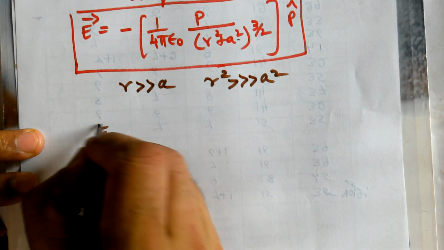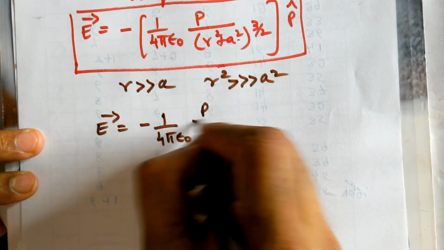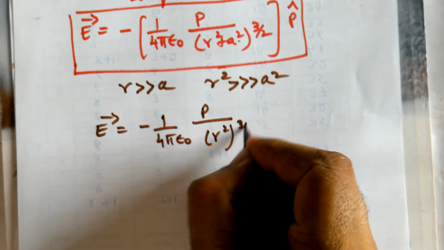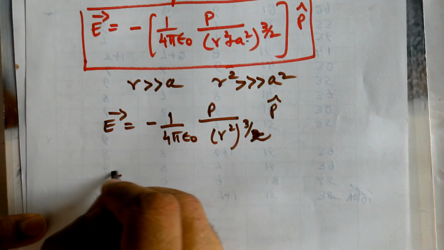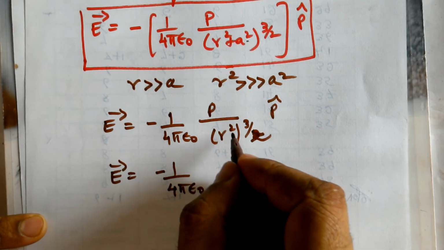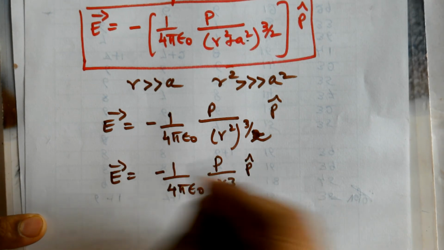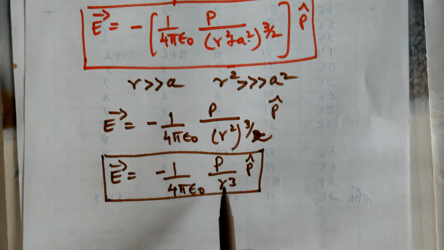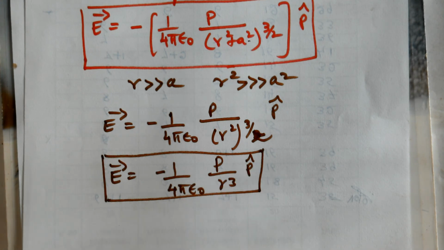Then what will be the electric field? Electric field is equal to minus 1 by 4 pi epsilon naught P divided by r square plus a square to the power 3 by 2, which is r square to the power 3 by 2, P cap. So what is E equal to? Minus 1 by 4 pi epsilon naught, this square will get cancelled, only cube will remain, P by r cube into P cap. See the previous equation, electric field due to a dipole on the axial line is 2P by r cube. This is simply P by r cube, but its direction is opposite to the dipole moment. That one you have to remember.